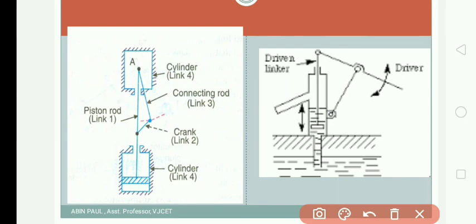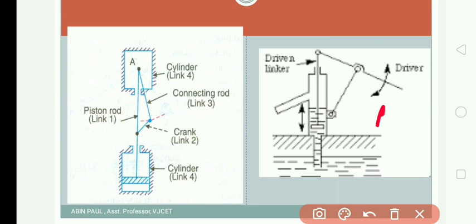So these are some of the important inversions of the single-sided crank chain. I hope this section is clear to you. You can see the animations of these inversions by searching on YouTube with these names, and you will get a clear idea of how these mechanisms move and work. So I hope the inversions of the 4-bar chain and the inversions of the single-sided crank chain are clear to you.